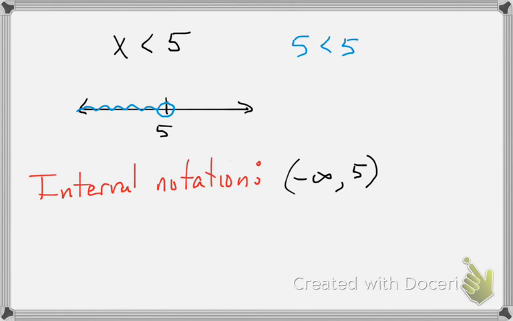Does that make sense? So what about the negative infinity? Why did I use parentheses then? Would I ever use a bracket for infinity or negative infinity? No. And the reason for that is infinity is not a number you can actually stand on, right? So it's always going to be a parenthesis for infinity and negative infinity. Let's try another one.